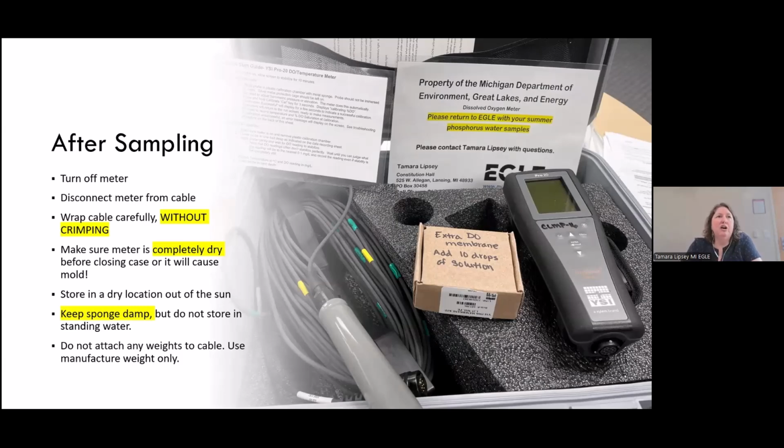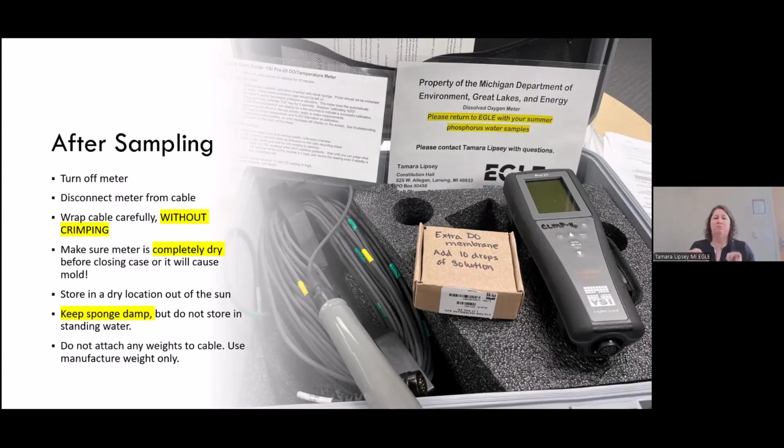So you're going to turn off your meter and disconnect your meter from the cable. This is one thing that's hard to show on the online training, but that cable does attach to the bottom of that meter that's on the right. You connect it and then you twist it to connect it. At the end of your sampling, I want you to do the opposite. I want you to twist it to the left and disconnect it before you put it away. What this does is help the wire not get kinked. It's just like your cell phone charger.